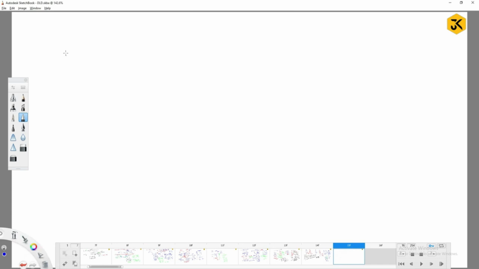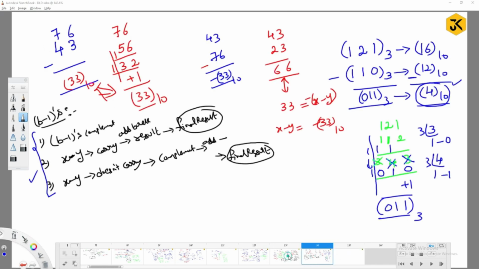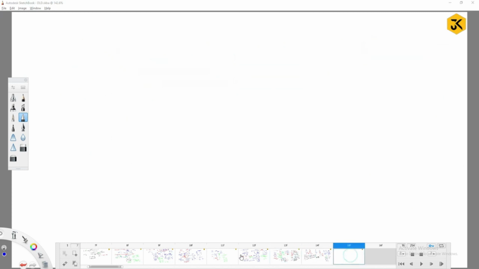Okay, so try to do this one. Up to now we have seen the b minus 1's complement. Now let's see the b's complement procedure.